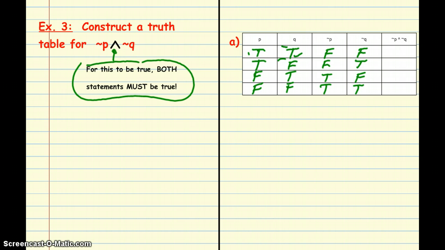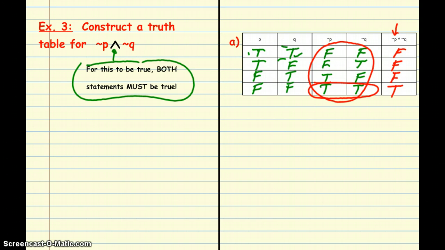So once we have that not Q column filled in, then we want to fill in the very last column. Now remember, both statements need to be true. So now we're going to focus on these two columns because we are making the truth table for the not P and not Q column. In this case, both of them are false, so this is false. One is true, one is false, one is true, one is false. And the very last one is true. Again, that's because both statements here are true.